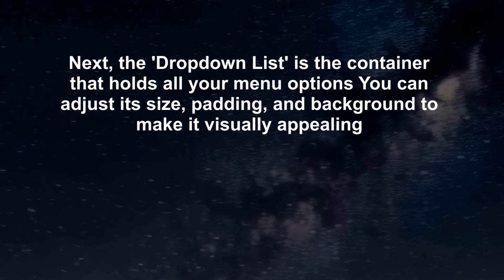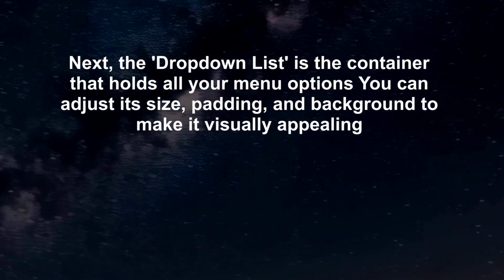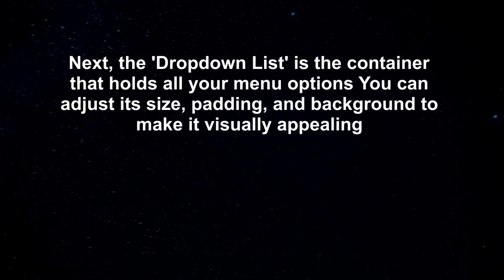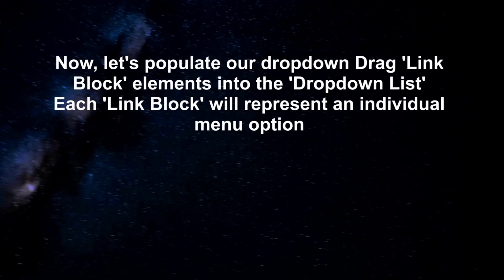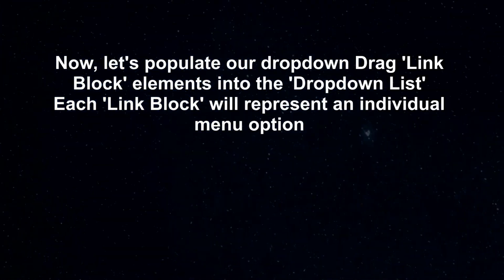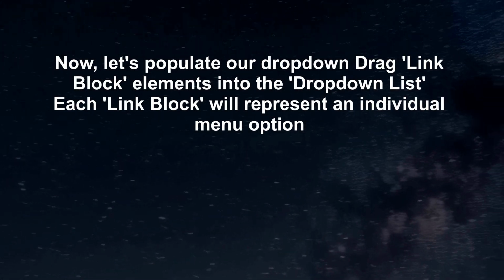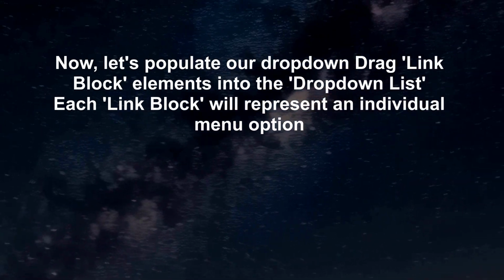Next, the drop-down list is the container that holds all your menu options. You can adjust its size, padding, and background to make it visually appealing. Now, let's populate our drop-down. Drag link block elements into the drop-down list. Each link block will represent an individual menu option.